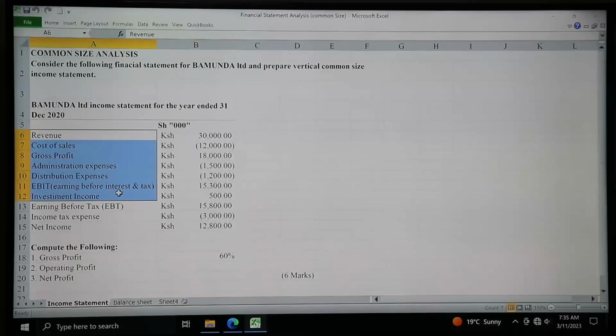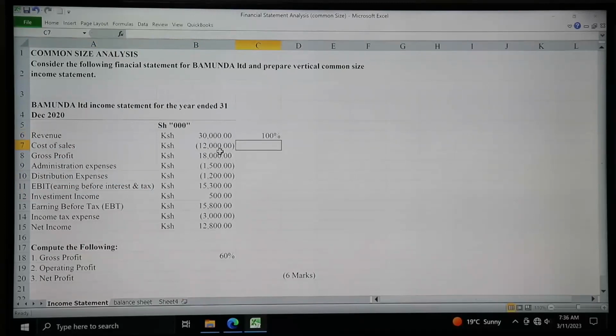It is very easy to compute this, because we are always guaranteed that the revenue is what we consider here, and it is already 100%. Everything else will be computed over the revenue multiplied by 100. If you want to get the cost of sales percentage, it will be the cost of sales over revenue multiplied by 100. That is the procedure that you follow.